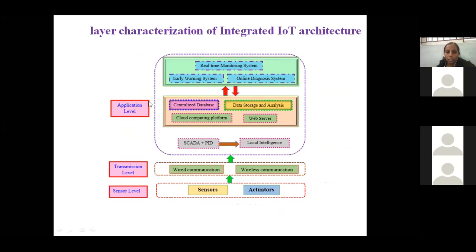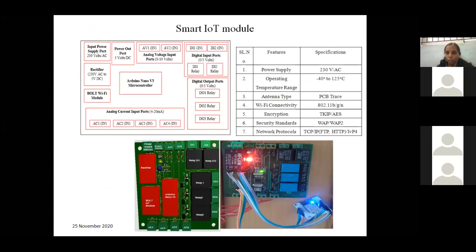So what are the layers? At the sensor level, it will be transmitting. At the application level, you have local intelligence, SCADA and PLC. And then at the application part, you have a centralized database, cloud computing platform, web servers, data store, and real-time monitoring system, everything is available. So now this is the smart IoT module which we have fabricated.